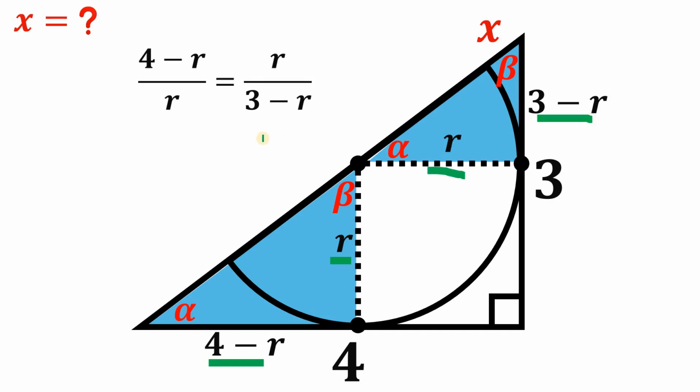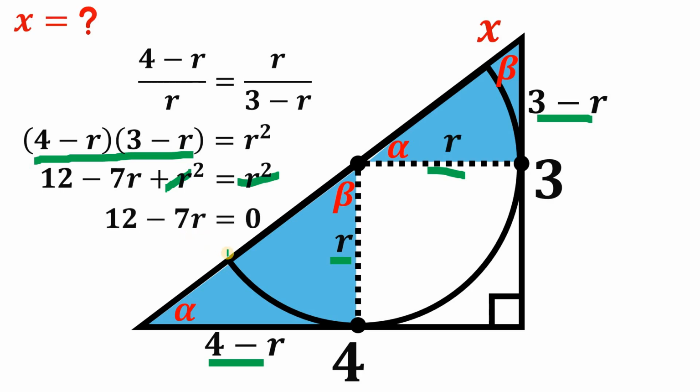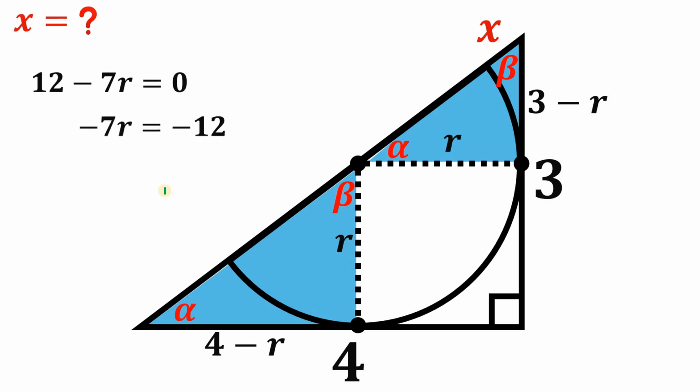Now we can solve for the value of r. First, let's cross multiply. So we have (4 minus r) multiplied by (3 minus r) equals r squared. If we multiply 4 minus r by 3 minus r, we get 12 minus 7r plus r squared. Then subtract r squared on both sides. r squared is gone. So we have 12 minus 7r equals 0. Now, we can solve for r. Subtract 12 on both sides, then divide both sides by negative 7. So we get that r equals 12 over 7.